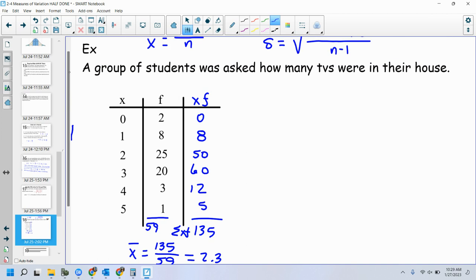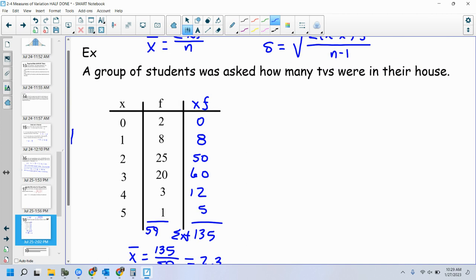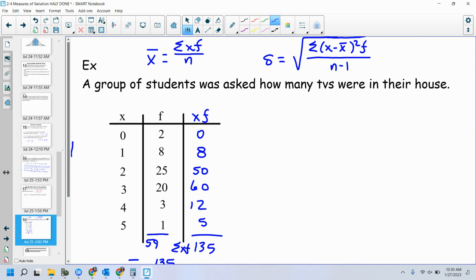All right, so now to find the standard deviation. How far spread apart is our data? That's what we're looking at now. To find our standard deviation, I've got to find the sum of the x minus x bar squared times f. So I'm going to take the sum of x minus x bar squared and then multiply it by f for each one of these. So I'm just going to add on.